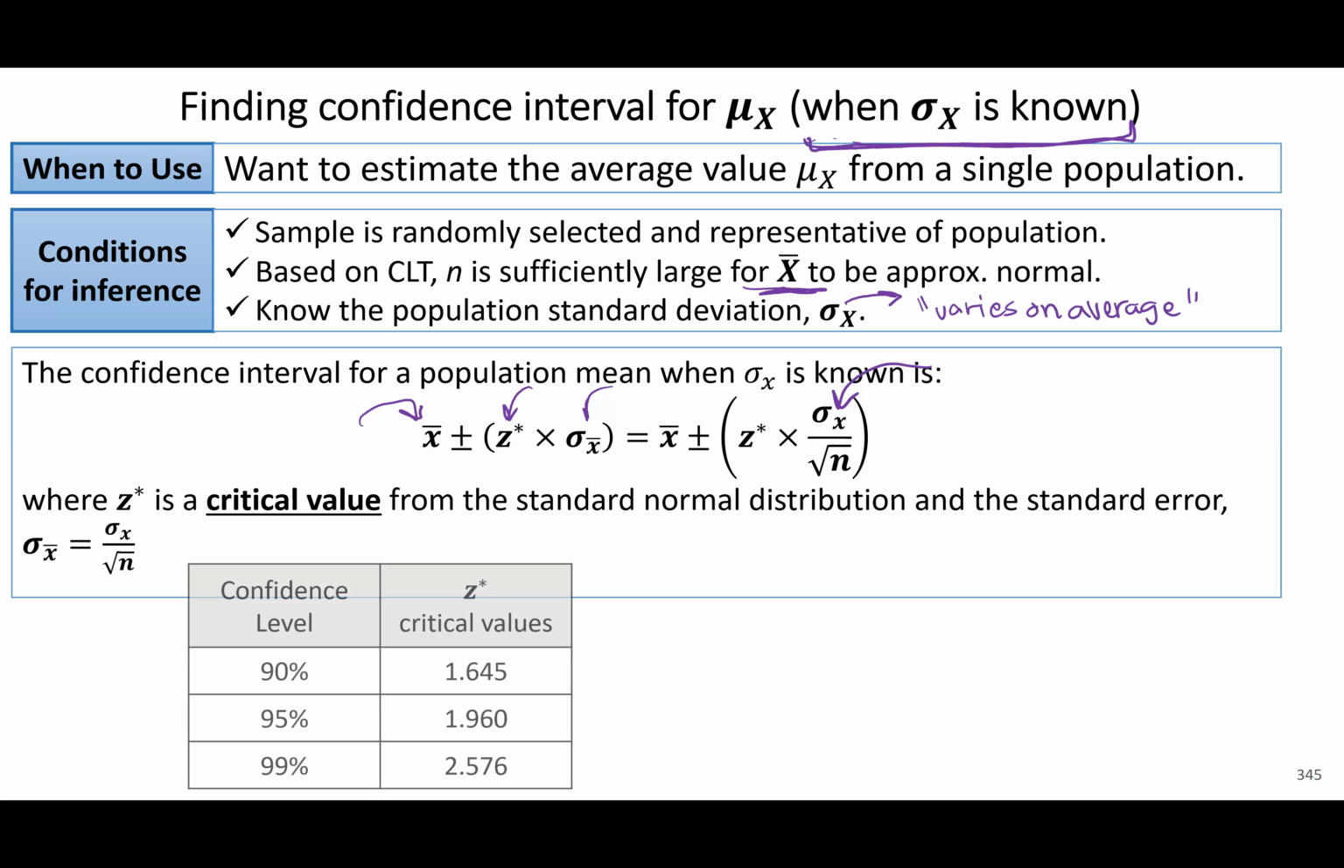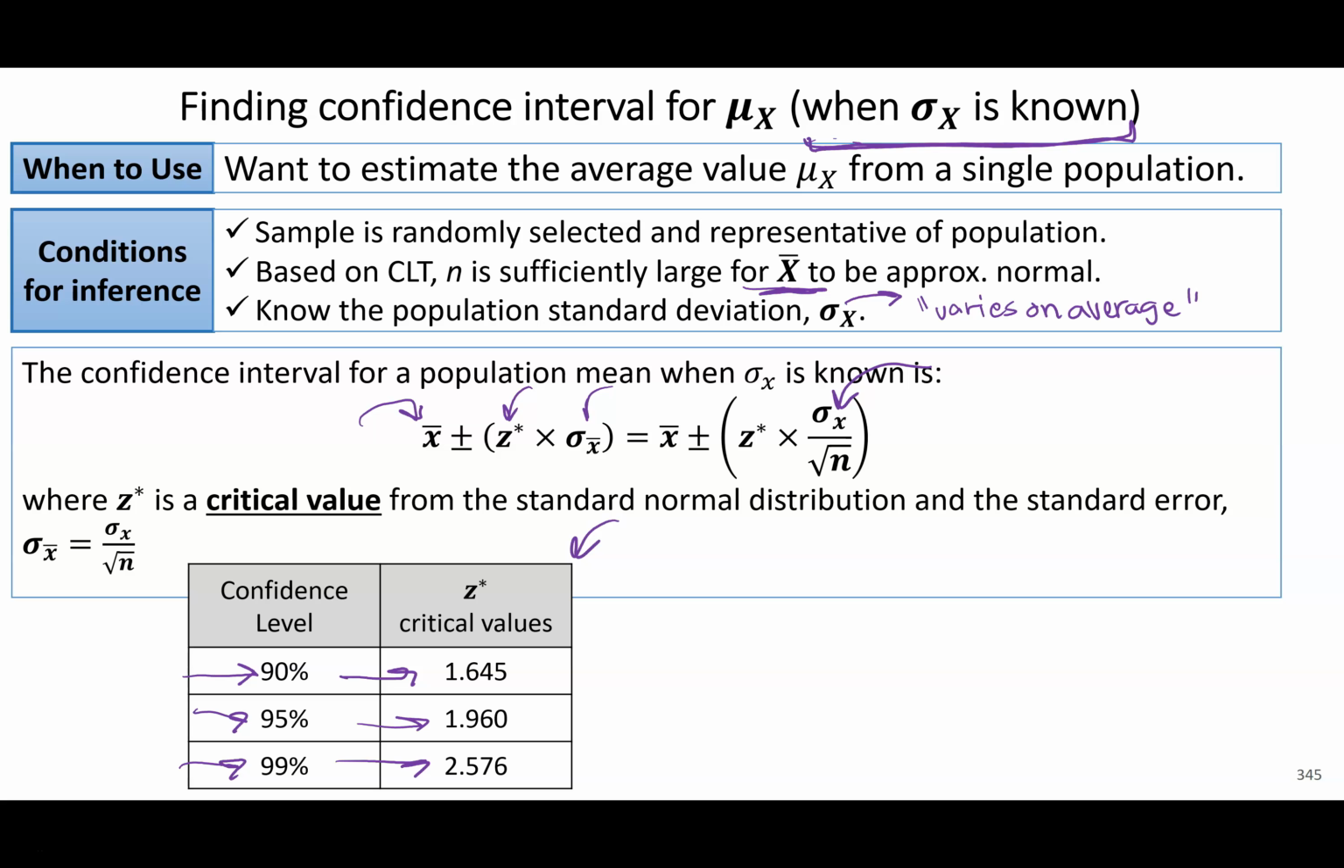So z star is a critical value from the standard normal. If you want a 90% confidence interval, you use a z star of 1.645. If you want a 95, you're going to use 1.96. If you want a 99, 2.576. A lot of people don't necessarily memorize these. It's not something that we require. It's more like writing it down is probably a good idea.